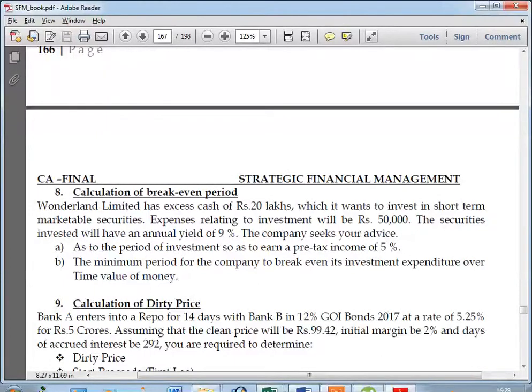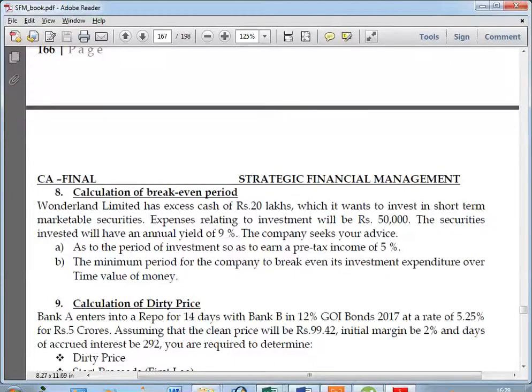The 5% return is on what basis? On the original investment, 20 lakhs. So 5% of 20 lakhs is 1 lakh rupees. It's not a time weighted return. My investment is 20 lakhs. There's an expense associated with the investment, but my return is going to be earned on 20 lakhs.